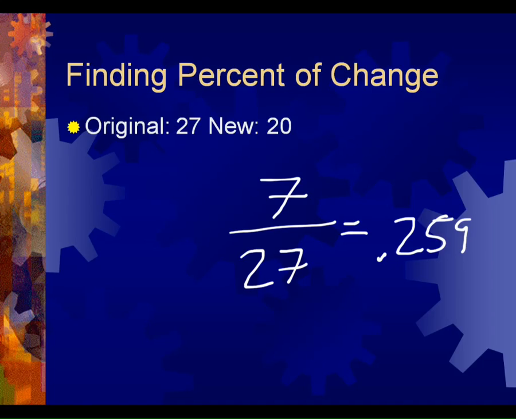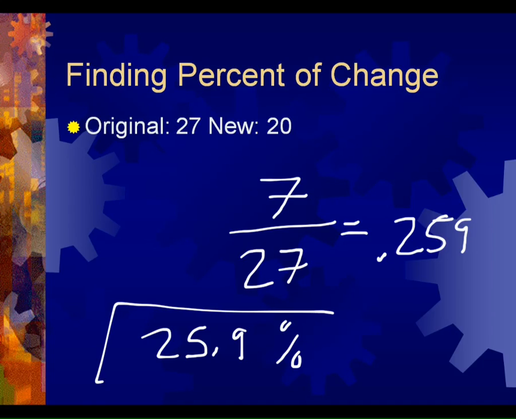Exactly. You move the decimal place 2 units to the right. The reason is a percentage is out of 100, right? So we need to multiply this by 100, which is the same thing as moving the decimal 2 to the right. So it is a percent of decrease of 25.9%. In the book, when you do these problems, it says round to the nearest whole percent. So what would be your answer rounding to the nearest whole percent? 26%, right? It decreased by 26%.